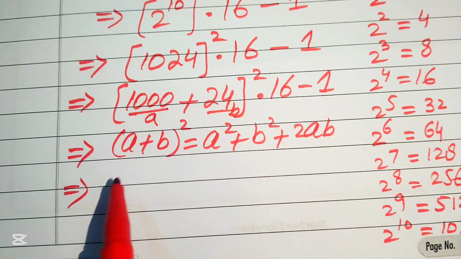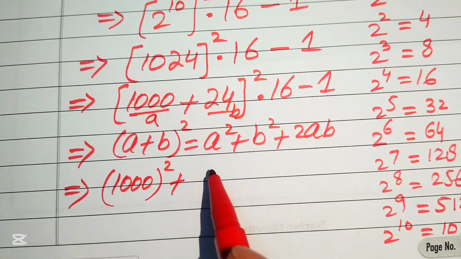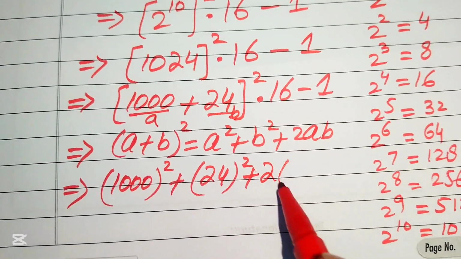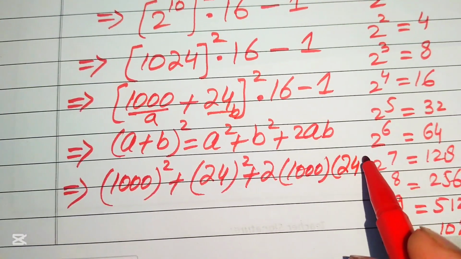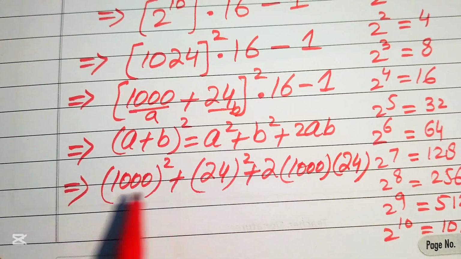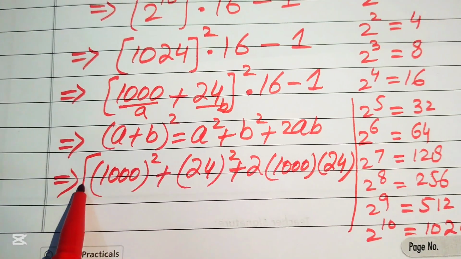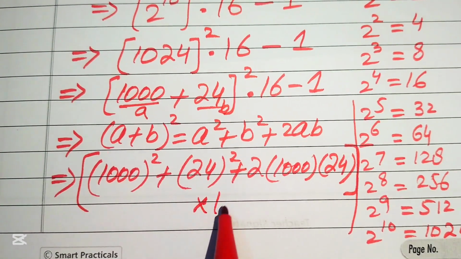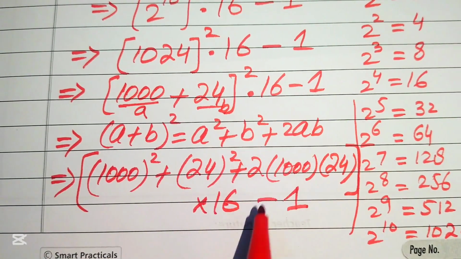According to this formula, we write our above expression as 1000 plus 24, so it will be written as 1000 square plus 24 square plus 2 times 1000 multiplied by 24, and at the last we will multiply this whole term by 16 and minus 1. Okay, we write these two terms here.